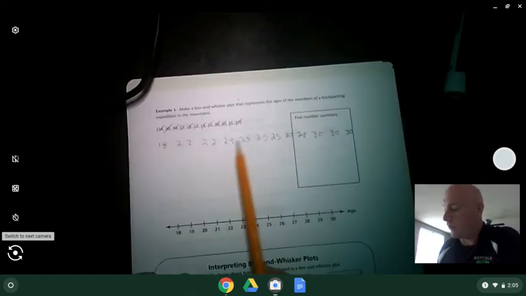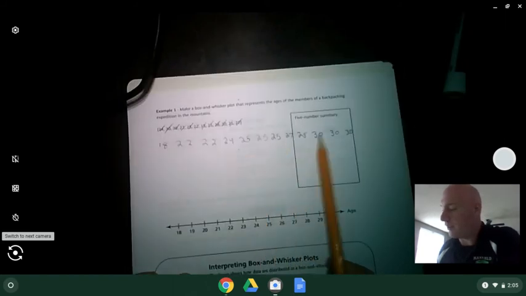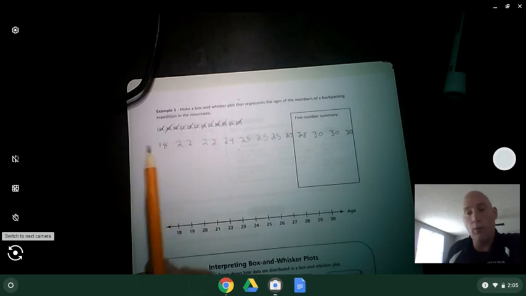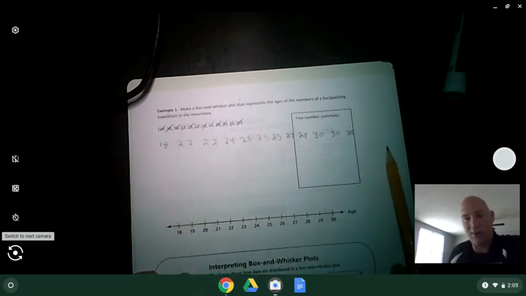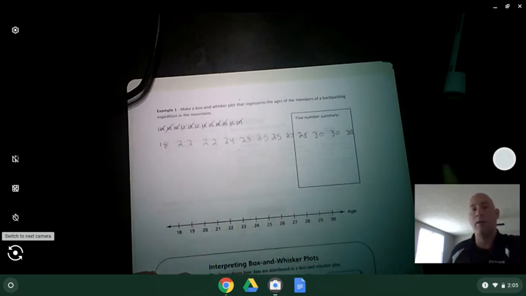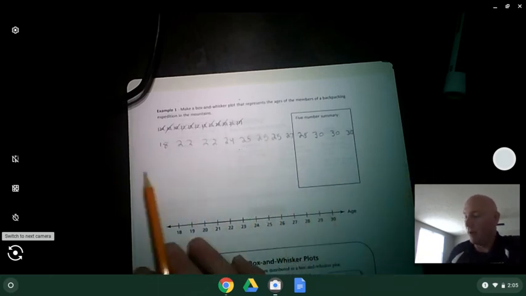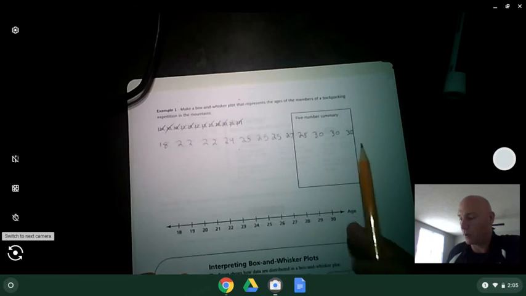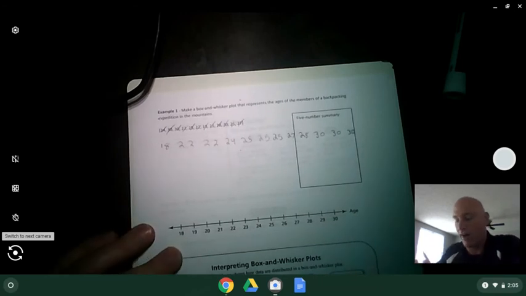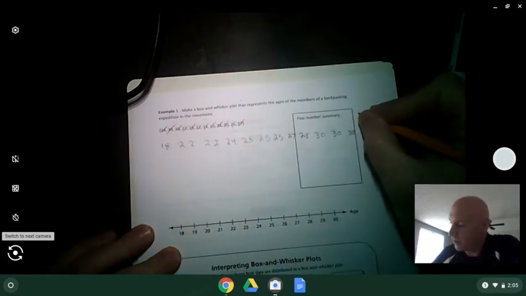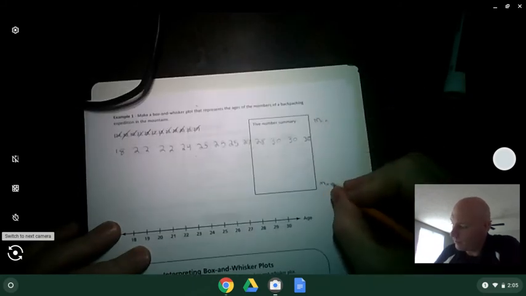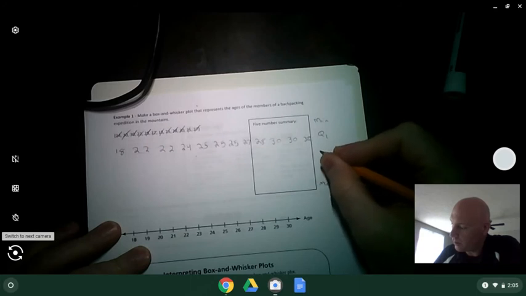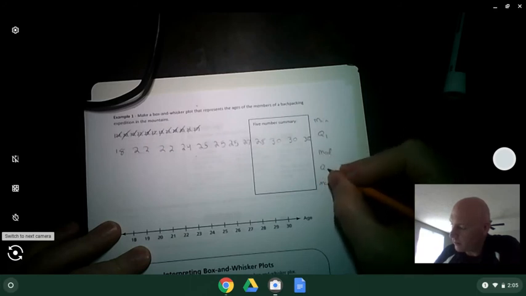1, 2, 3, 4, 5, 6, 7, 8, 9, 10, 11, 12. So when you do these, make sure you write each number down, take it off as you go, and then count after you're done to make sure you've used every number. Now I've used every number. Now I'm going to set up to make my box and whisker plot. I need to have my 5 numbers. I need my minimum. I need my maximum. I need my Q1, my median, and my Q3.